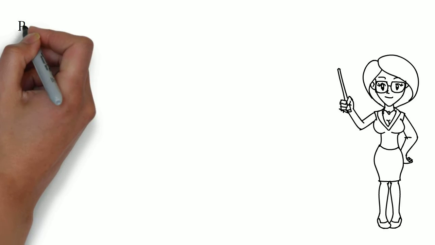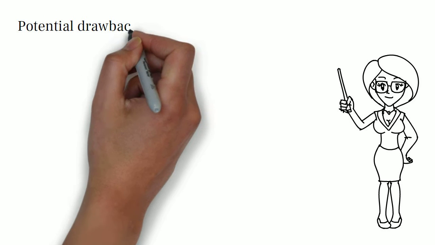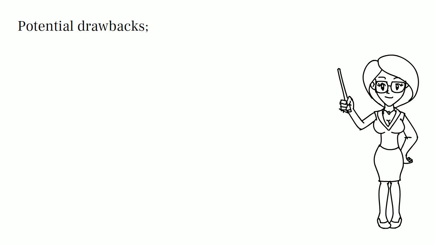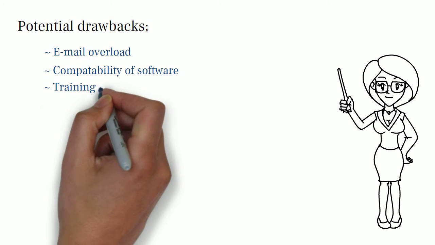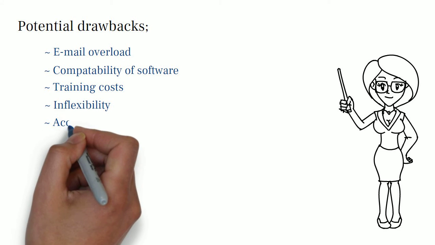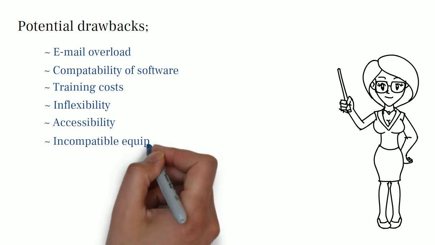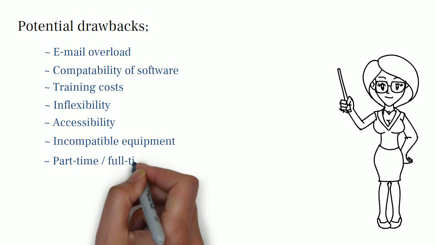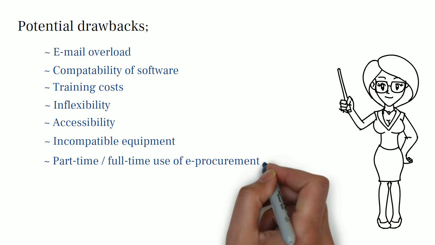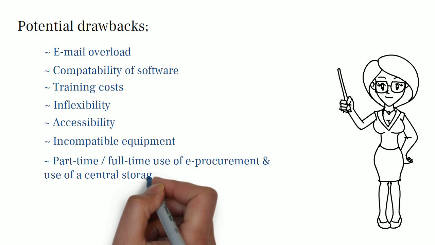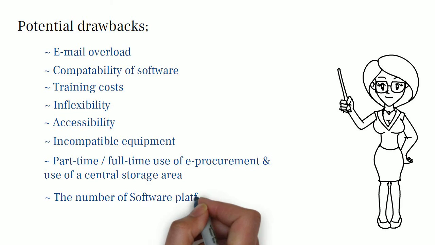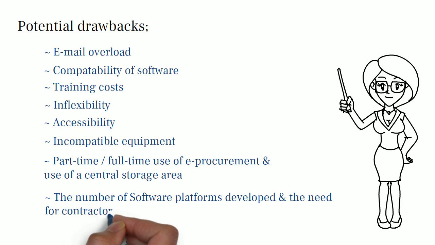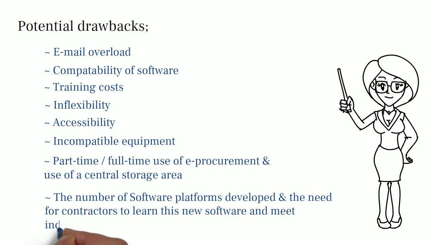Of course, as with anything, there are potential drawbacks to e-procurement, especially if not implemented and used correctly. Some studies have found that downsides can include email overload, compatibility of software, training costs, inflexibility, accessibility, incompatible equipment, part-time or full-time use of e-procurement and use of a central storage area, the number of software platforms developed and the need for contractors to learn this new software and meet individual clients' expectations.